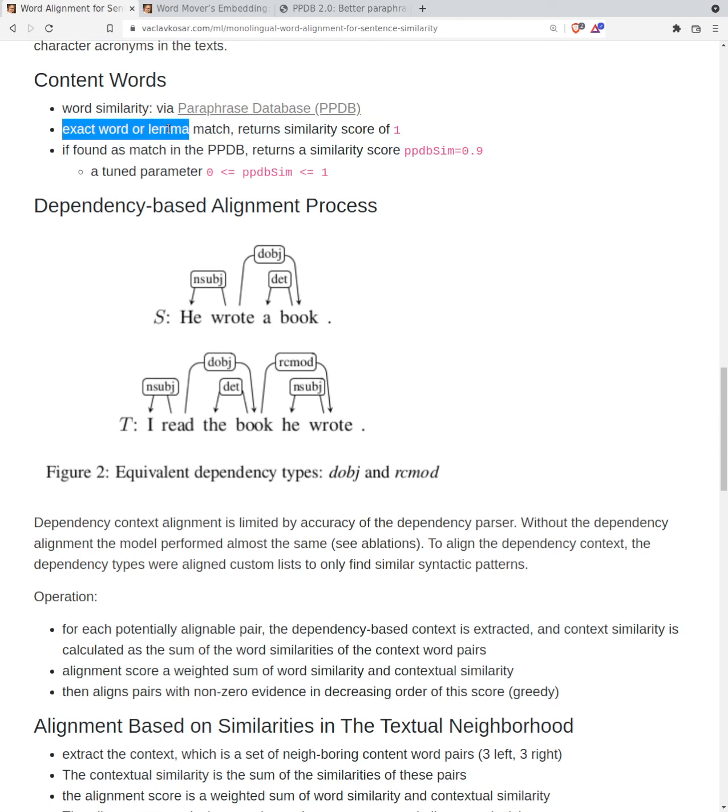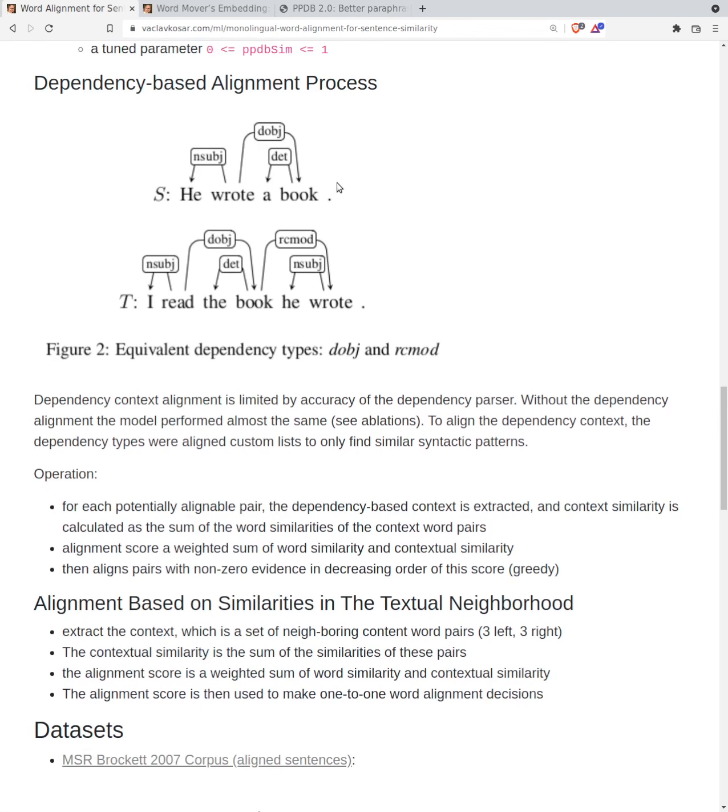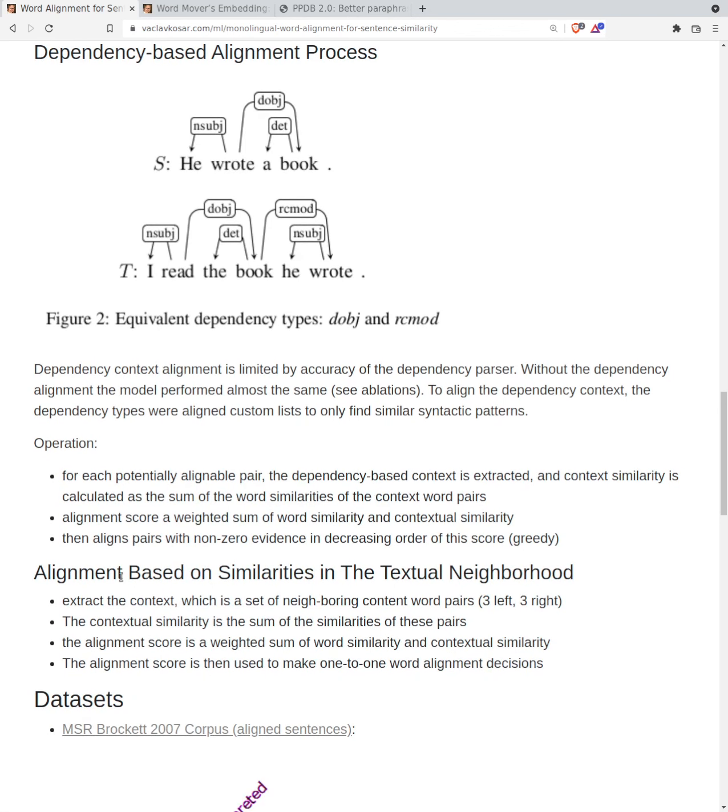And if there is an exact word match or lemma match, then it's a 1. And if they find it in the database, they define a similarity score of 0.9. Dependency alignment process. Dependency alignment was limited by the accuracy of the dependency parser. That accuracy actually improved recently, but at the time it wasn't perfect, right? And without the dependency alignment, the model performed almost the same, but they still used it.